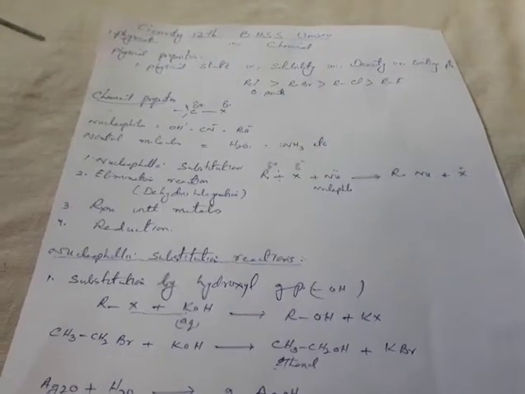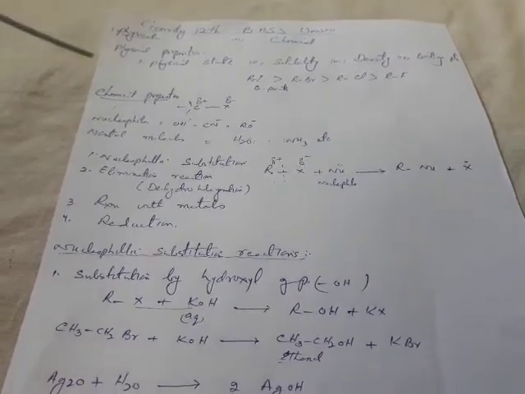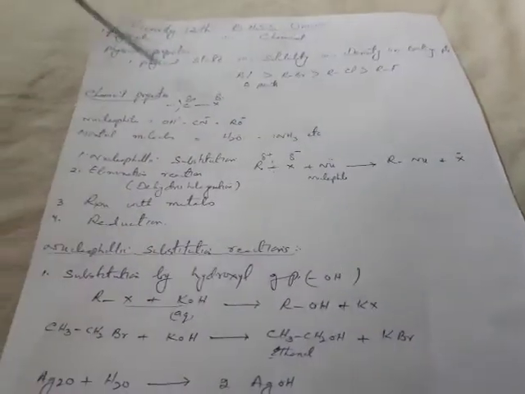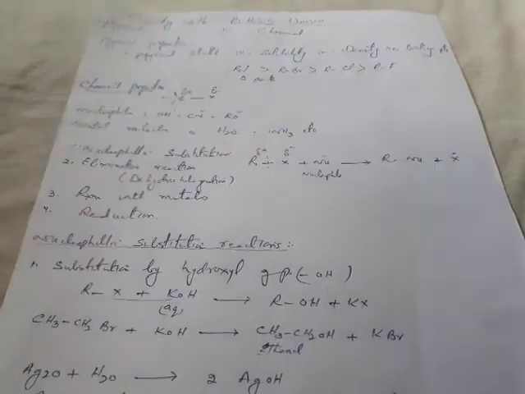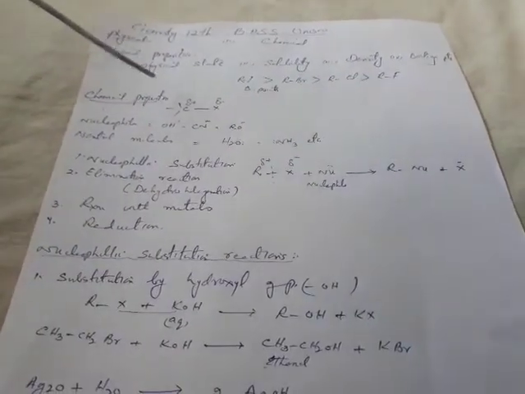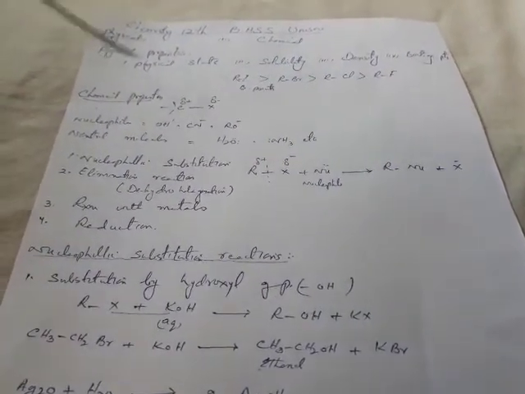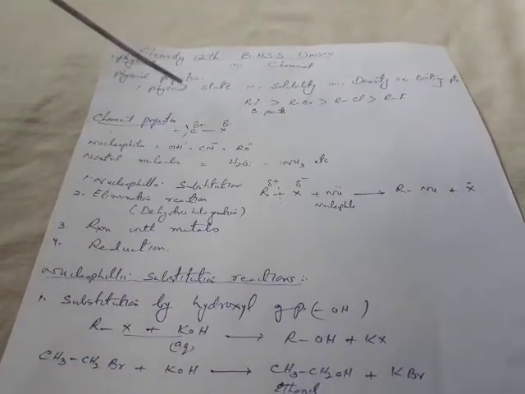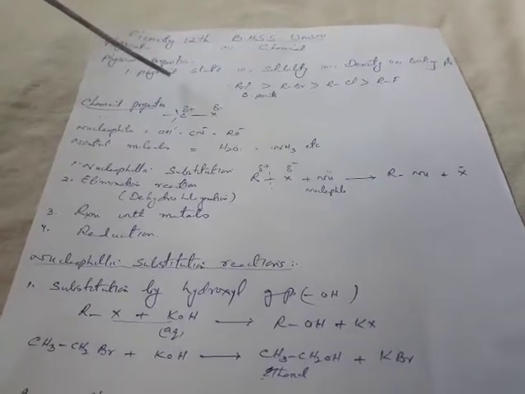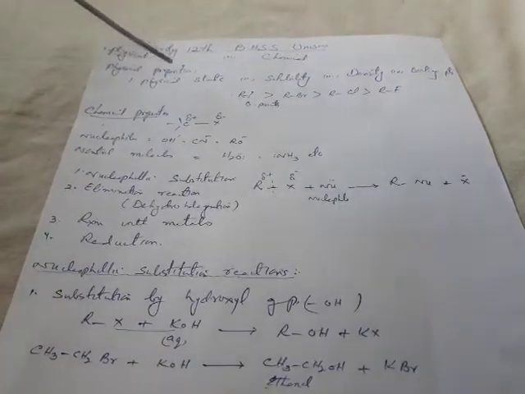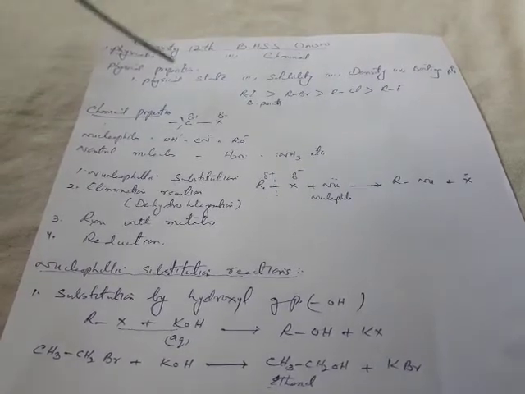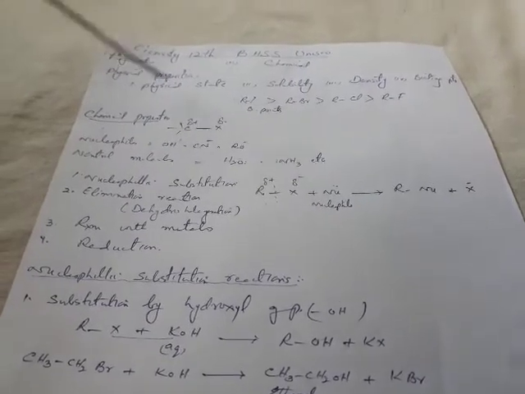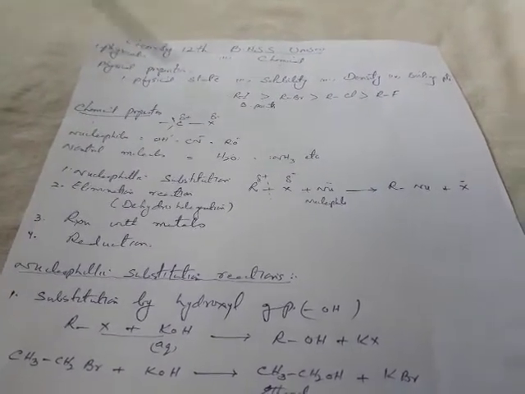Now, as far as the physical properties of these alkyl halides are concerned, first of all we have the physical state. As far as the physical state of these alkyl halides is concerned, the lower members of this family, this homologous series, are colorless gases. The higher members of this family are liquids, whereas those which have high molecular masses are solids. This is the physical state of these alkyl halides.